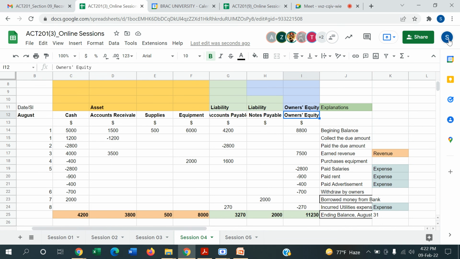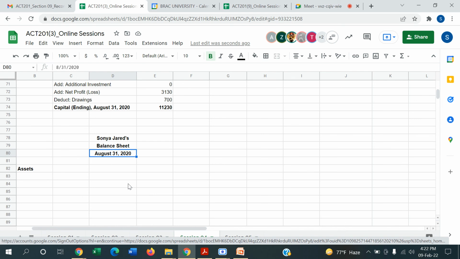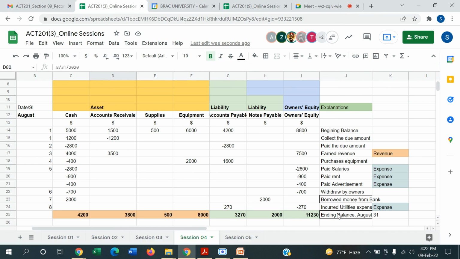with the balances. Which balance? What is written here? What is the date? 31st August. With the 31st August balance. 31st August balance means this is the ending balance. That's why it has been said that the balance sheet shows the organization's financial condition on a specific date. According to this example, the balance sheet we are going to prepare will show you the financial position or condition of the organization on August 31st.